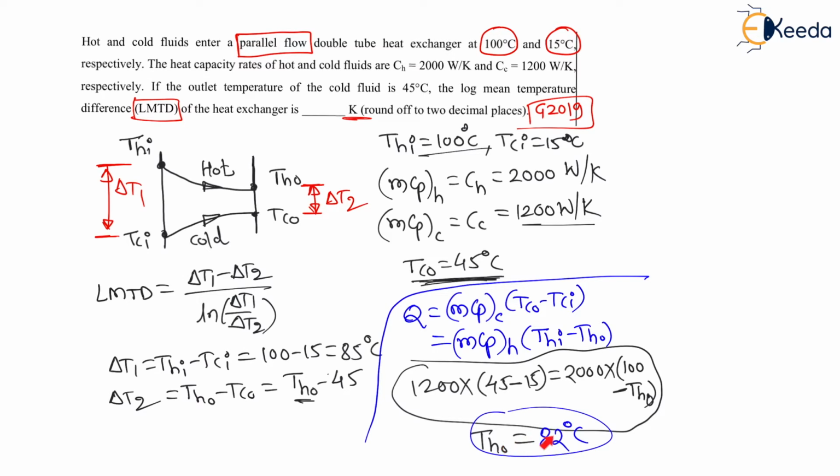So my dear students, let us use this Tho value to find delta T2. So can I say this delta T2 will be equal to Tho minus 45. Tho is 82, therefore 82 minus 45. Therefore this delta T2 will be equal to 37 degrees Celsius. Now once you calculate delta T2 and delta T1, let us find LMTD by using this formula.